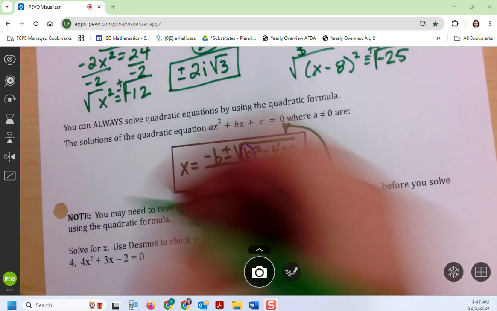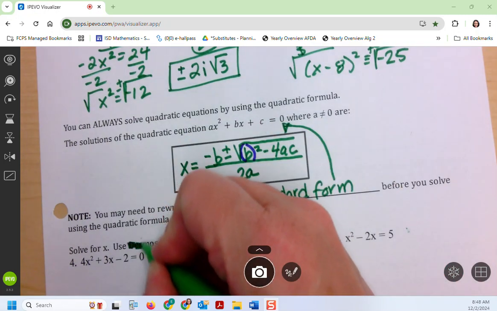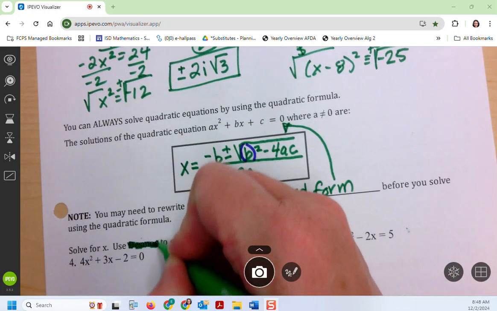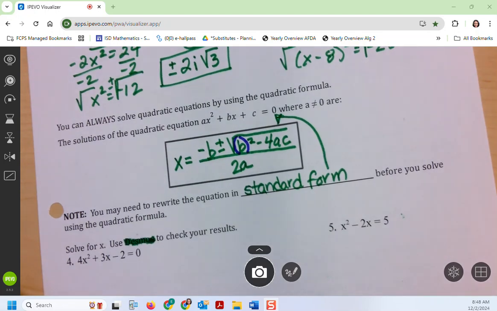And then this one here, this is like from a previous year. We don't use Desmos this year because we're getting ready for your next year class. So we can check your results. I can show you how to do that in a little bit, but right now we're gonna just solve problems.